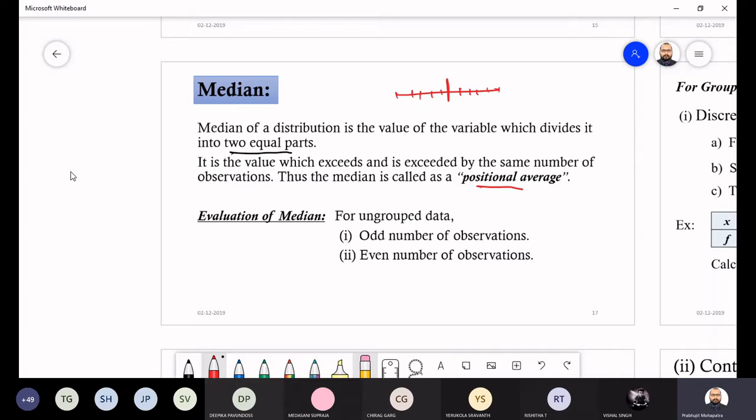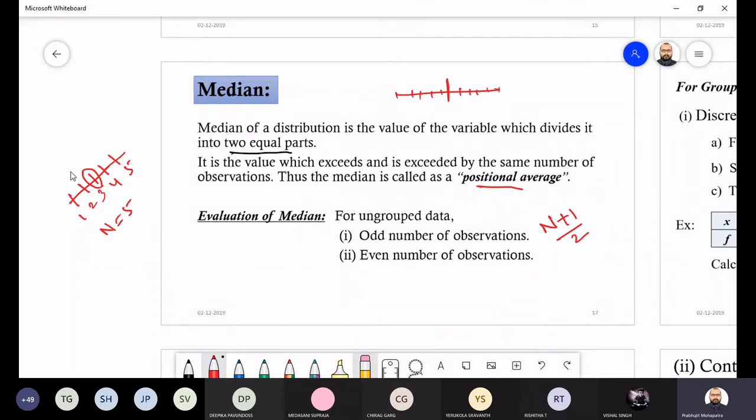If there are 5 observations, which position will be the middle position? Then the third position is the middle position. Why? Because on the left hand side you have 2 observations, and on the right side you also have 2 observations. So if it is an odd number, how do you get the third position? That is nothing but n plus 1 divided by 2.